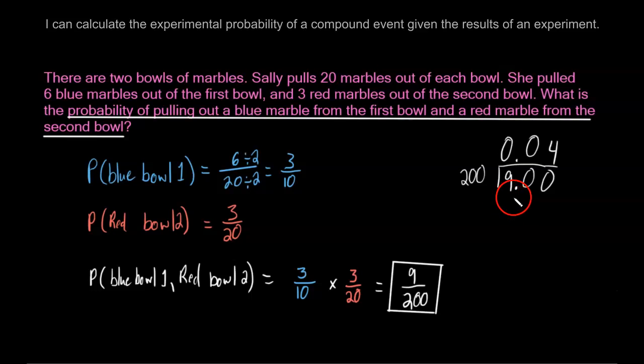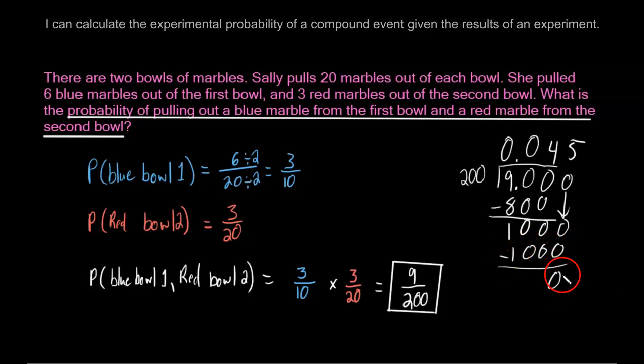4 times 200 gives us 800, and that would give us a remainder of 100, and add an extra 0, bring that down. And 200 goes into 1,000 5 times. 5 times 2 would be 10, and add an extra 2 zeros, they give us 1,000, so we have no remainder, and we are done. So 0.045 would be our answer as a decimal rounded to the nearest thousandth. So that would be the probability of pulling a blue marble out of the first bowl and a red marble out of the second bowl.